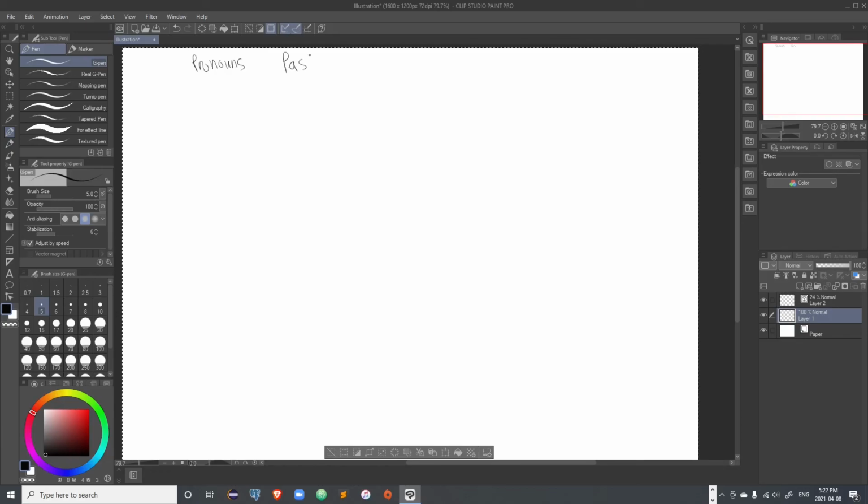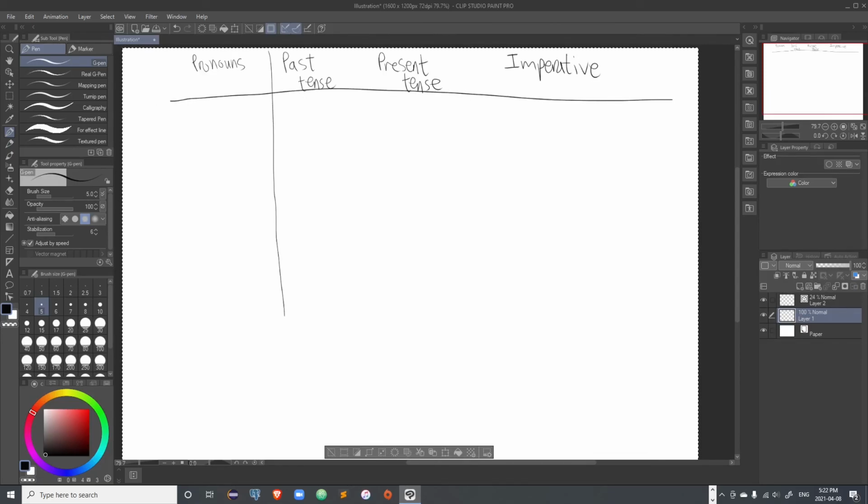Pronouns, past tense, present tense. Then we have the imperative. So I will add the dividers or the separators. As you can see, they are completely straightened.